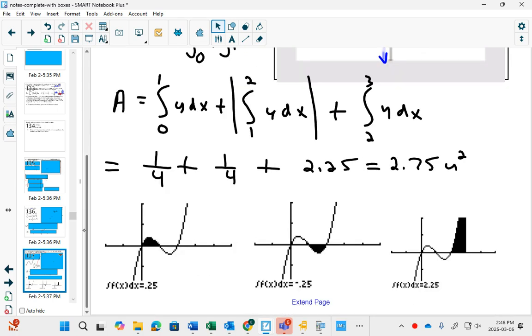Here's the calculator showing each little part separately. And if you did the absolute value, you would get the 2.75. And again, units squared I have there, but you wouldn't need to have that in here. Okay, we get into some formulas now.